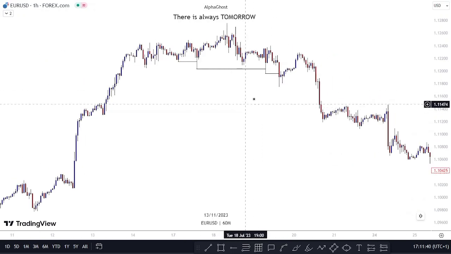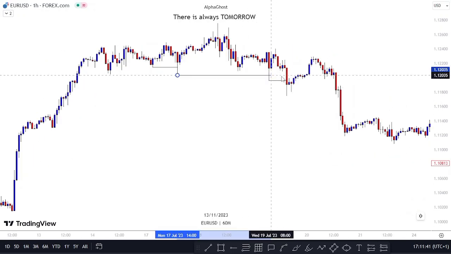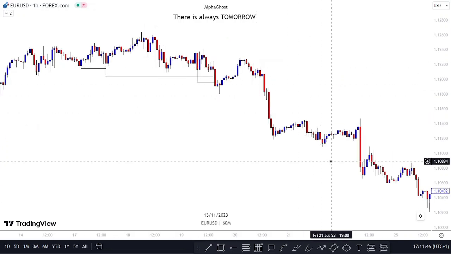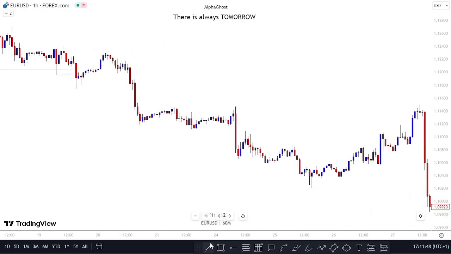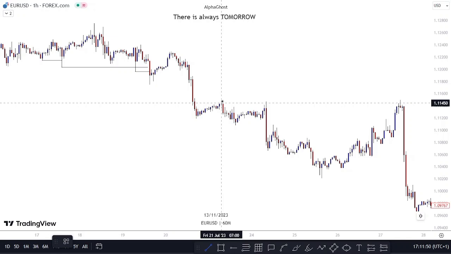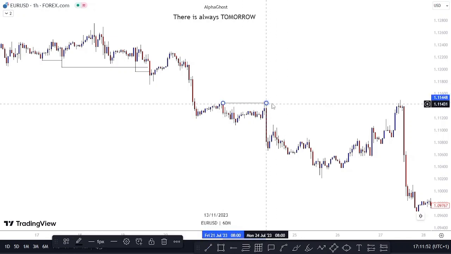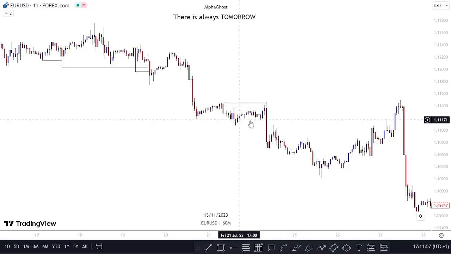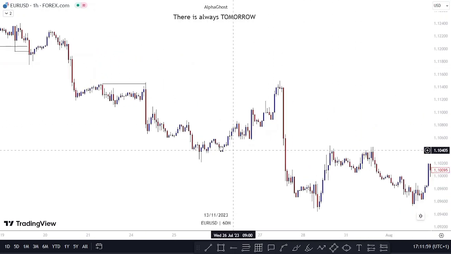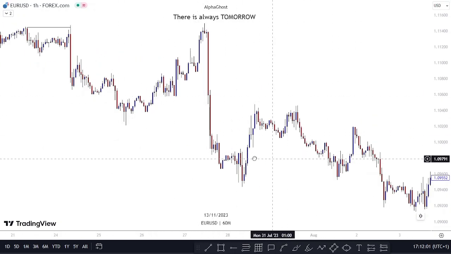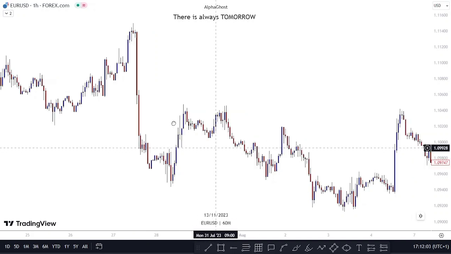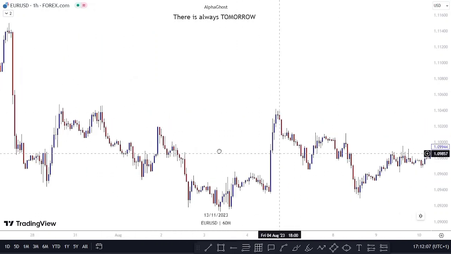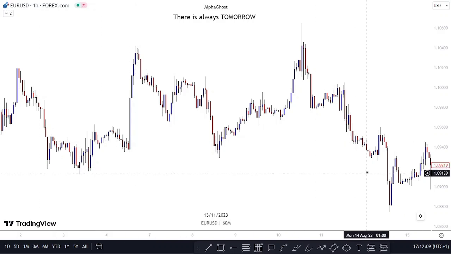Okay, you can mark it that way, but I prefer marking it like this. This becomes my break of structure, and then price just continues to the downside. If you look here, this is supposed to be my inducement. Price just swept it, broke structure, and continues in the bearish direction. Same thing here: we took out liquidity, price continues down, broke structure, took out liquidity, price continues down, broke structure.